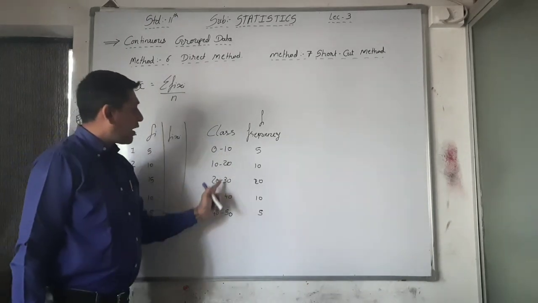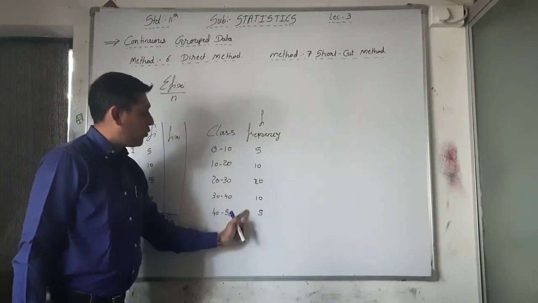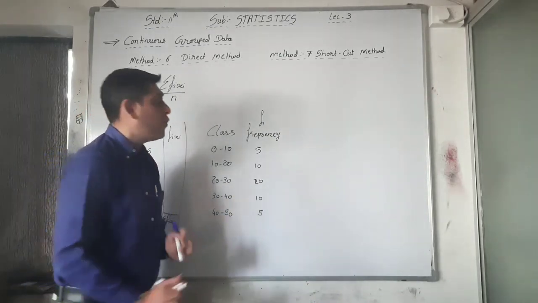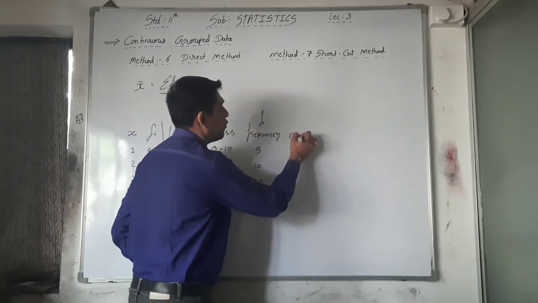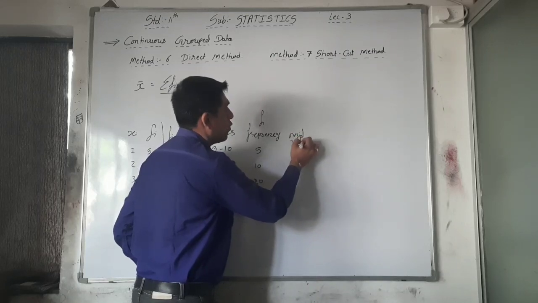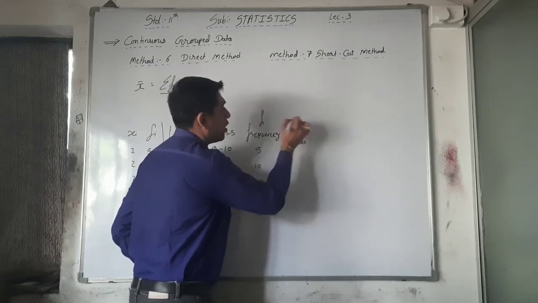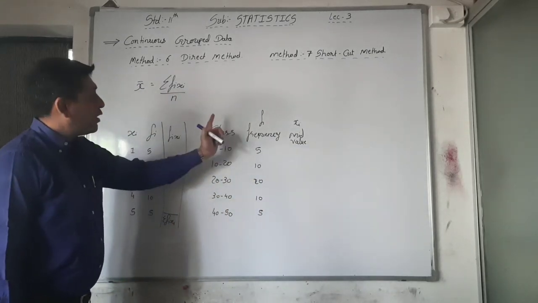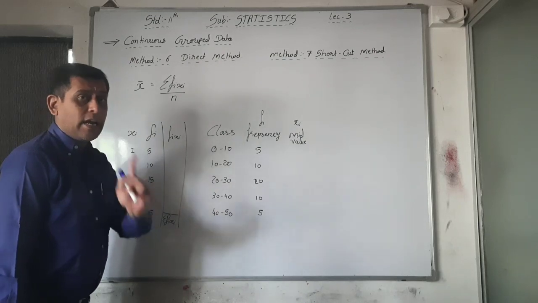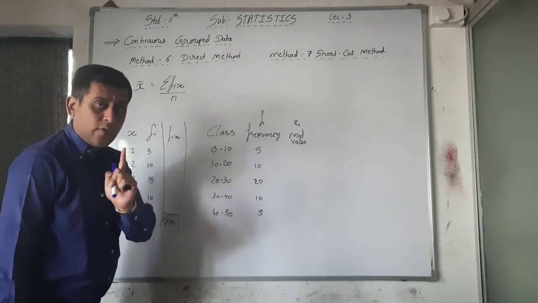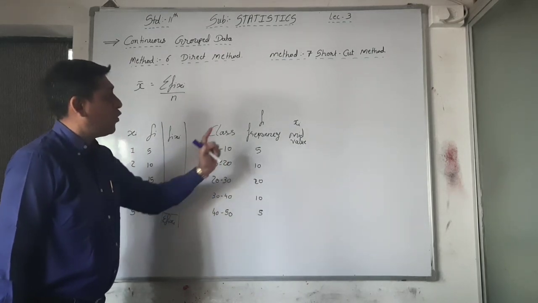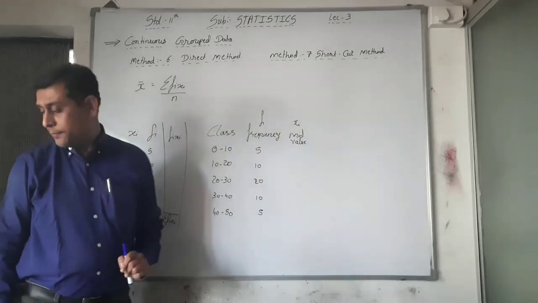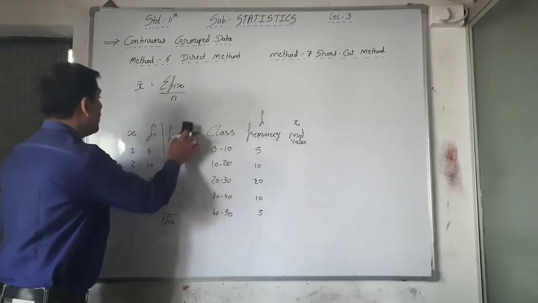But here the class is given and also the frequency is given. So first of all you have to find out the mid value, and that is your xi. In discrete group data xi is given, but in continuous group data xi is not given. So you have to first of all find out the xi, that is the mid value. So for that you have to write one formula.